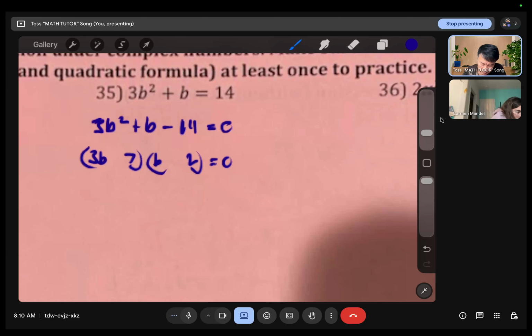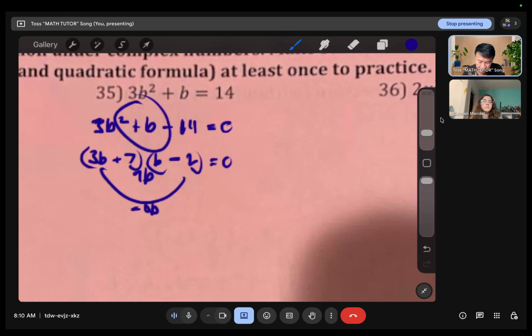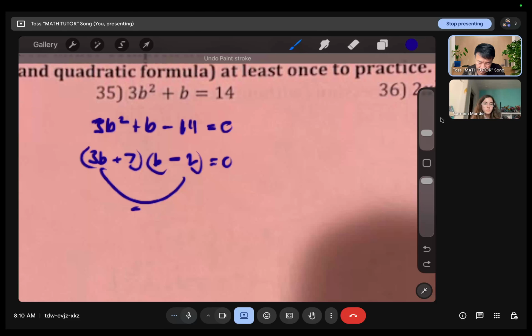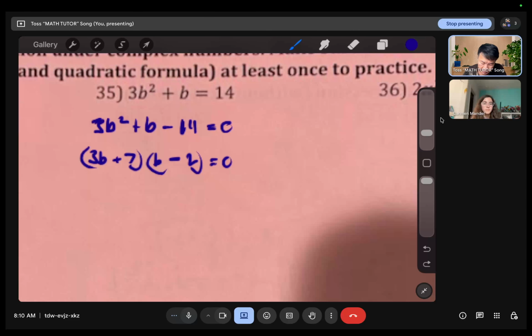Okay, so now we know this works, but we want a positive b. Therefore, the 7 is going to be the big one, and the smaller one will be negative, because this will give you negative 6b, and this will be 7b. Therefore, I can get a positive 1b, the outside, inside, outer, inner combined. And the last works perfectly because of the minus 14, negative 2 and 7.